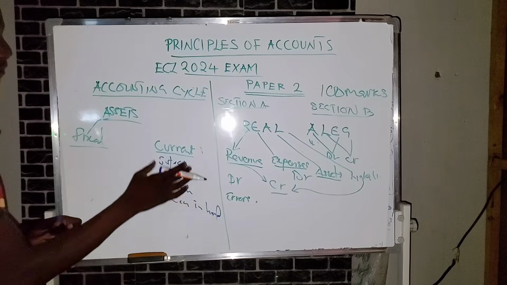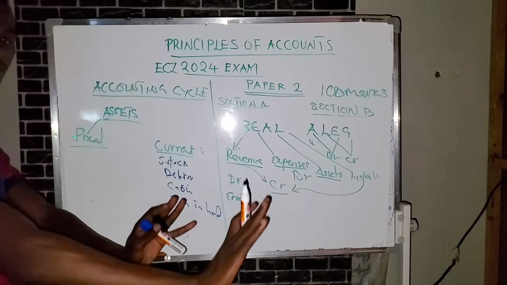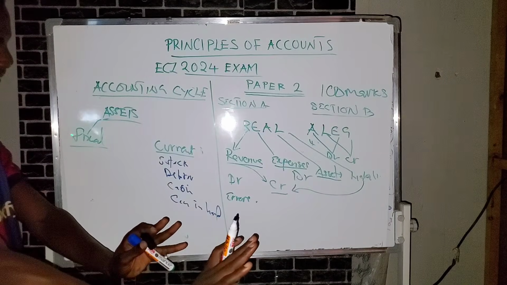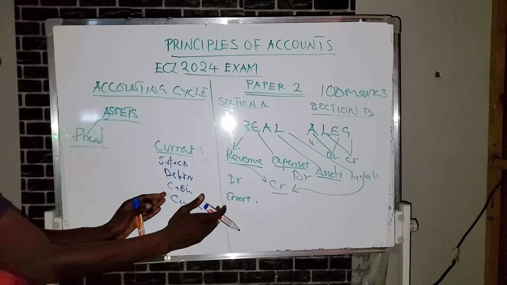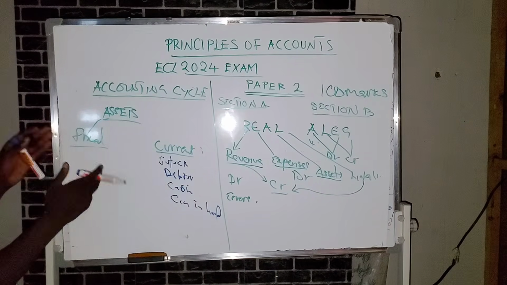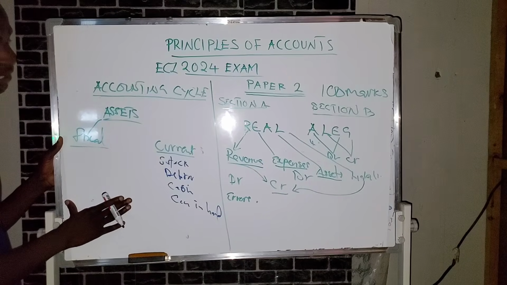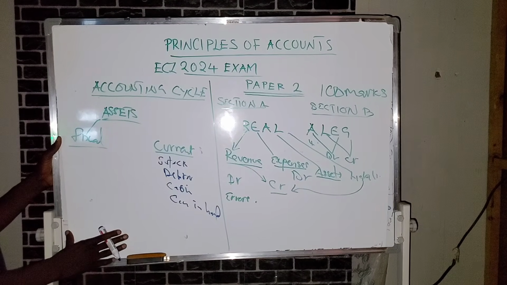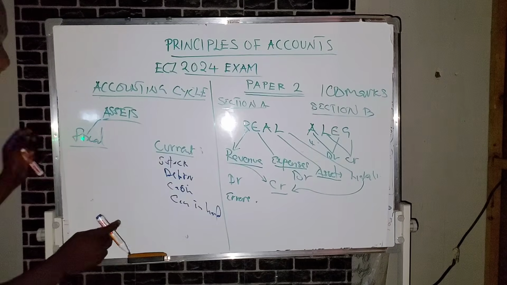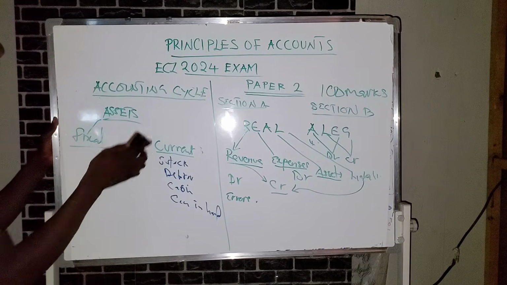So these assets, where do you take them in the final accounts? In the balance sheet or statement of financial position, under current assets. Then fixed assets also in the balance sheet. They're the ones that we start with if we are preparing for a sole trader.